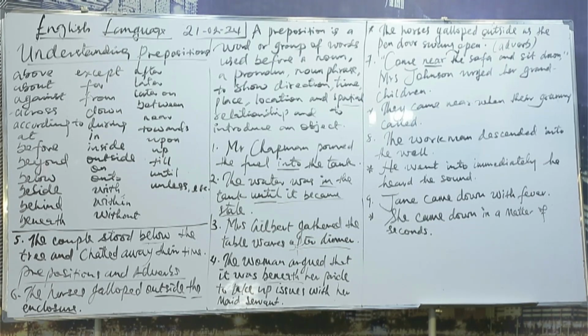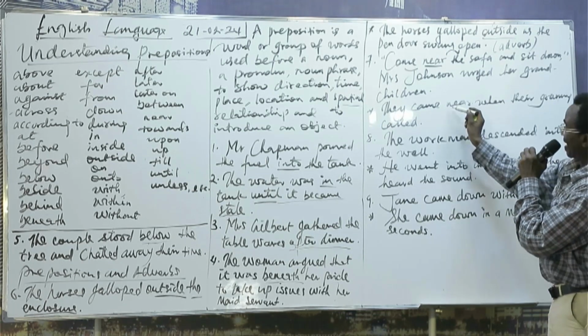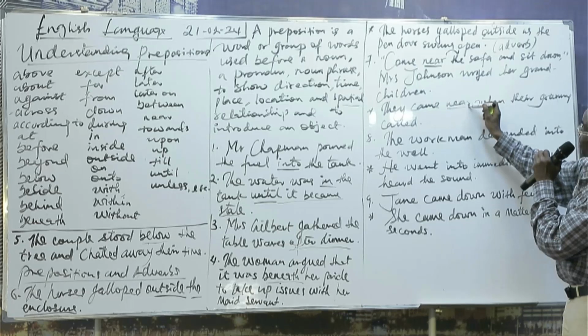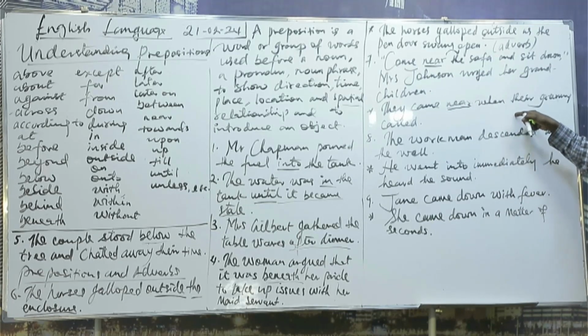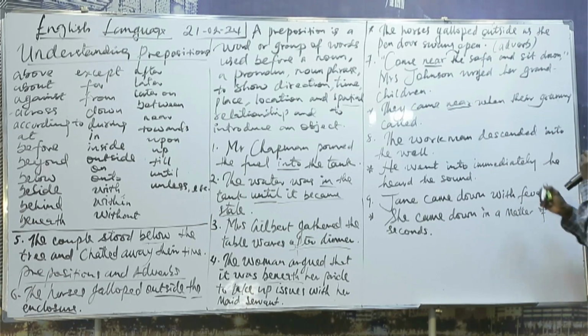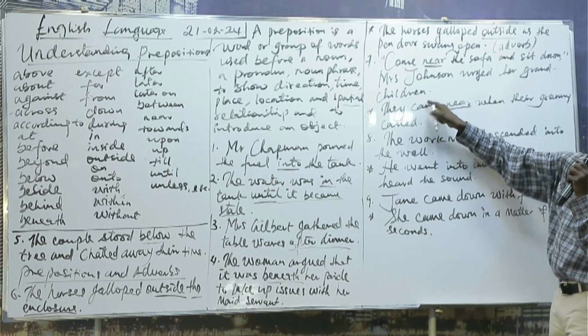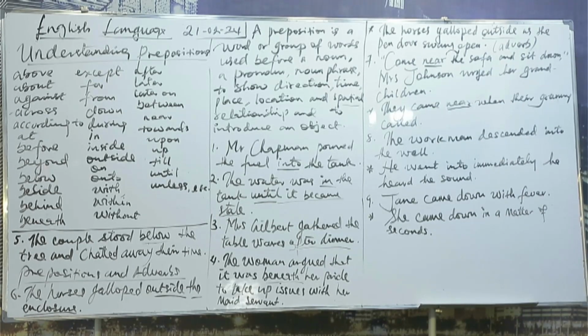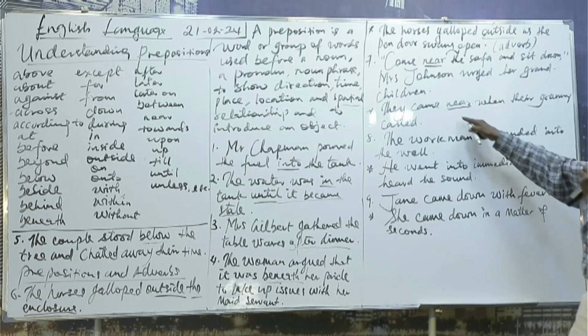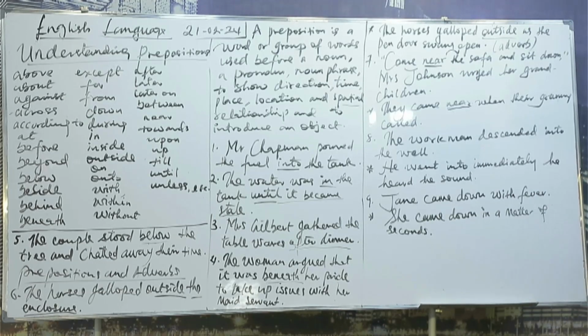Mrs. Johnson urged her grandchildren. But the next sentence says, they came near. This time, there is no noun coming after it. So it's an adverb. They came near when their granny called. The word near is an adverb modifying came. It's like saying came where? Came where, an adverb of place. Where did they come? They came near. So it modifies this verb.